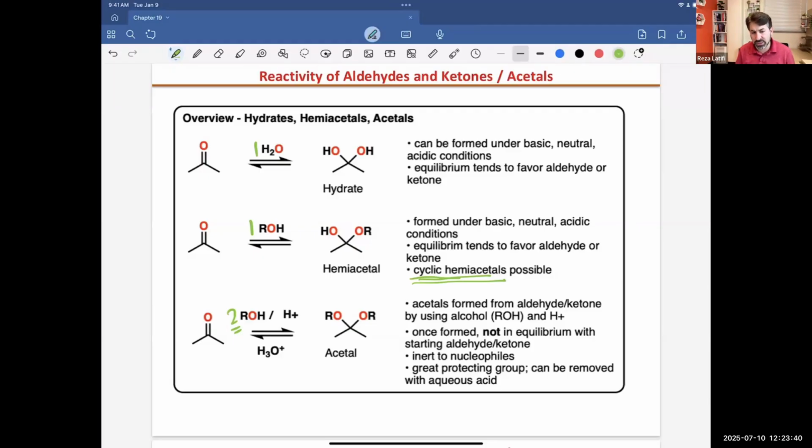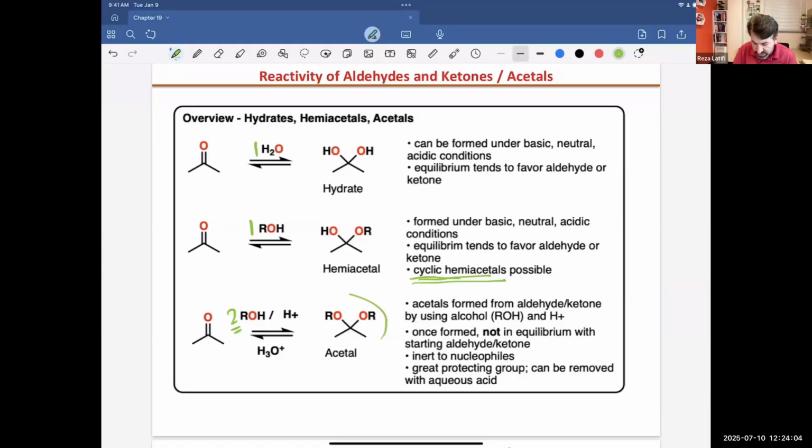In the case of acetal, when you form the acetal, you're going to lose that equilibrium. And when you lose the equilibrium, that means in order to send it back to the starting compound, you need to play with the conditions. You need to really dilute it and add a bit of acid. Then the reaction is going to go backward. Otherwise, it stays as it is.